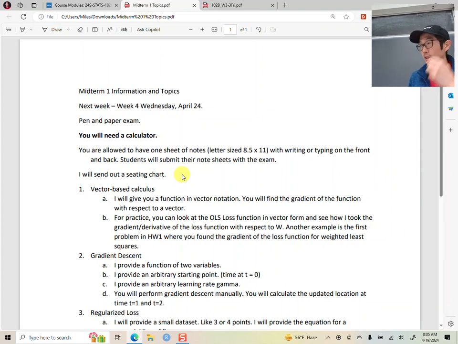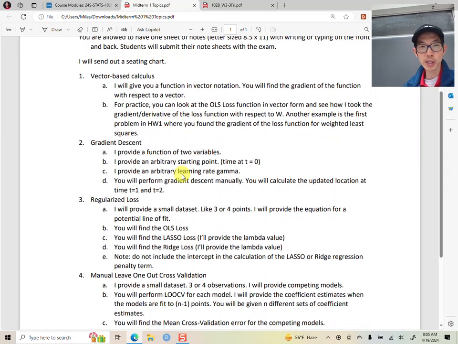All right, and yeah, I'll send out a seating chart, probably the day before. They'll tell you to sit in seat B5 or something like that. Okay, so what can you expect?